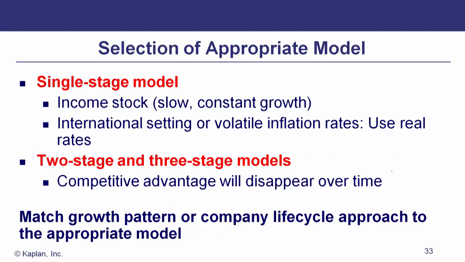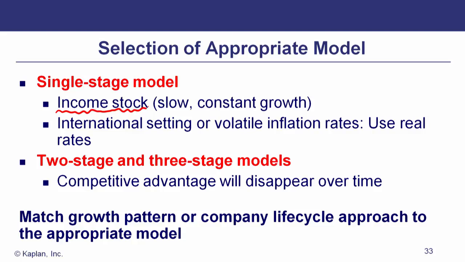Now, selection of an appropriate model. If it is a stable growing firm, a mature firm with slow, constant growth, then it would make sense to use a single stage model. Those kinds of firms we label as income stocks, not growth stocks, right?